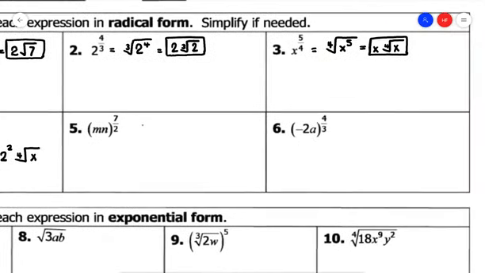Number 5, we're taking mn to the power of 7. So it's the same thing as saying both m and n are to the power of 7, which we can simplify since 7 is greater than 2. So the closest we can get is 6, which would be 3. And we would have 1 remaining of each.